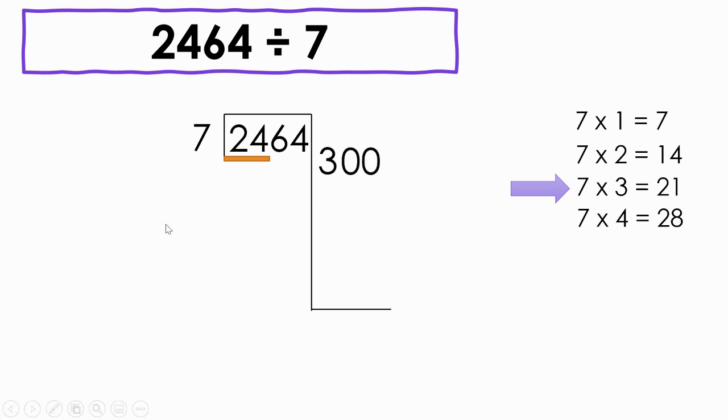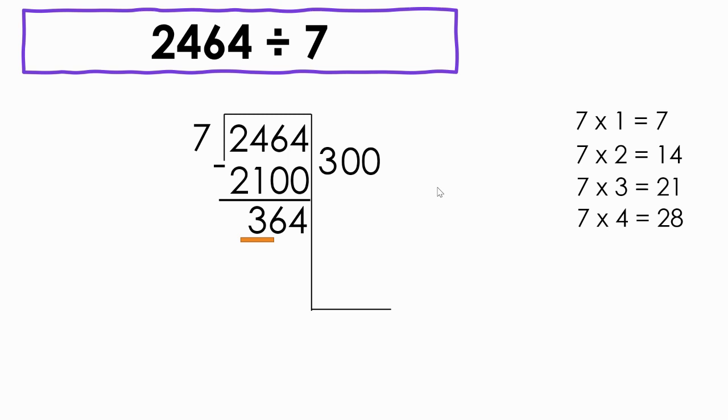So now we can multiply the 7, which is our divisor, times 300. Remember, 7 times 3 we said was 21. So 7 times 300 is going to be 2100. Now we can subtract, and we have 364 left over. Let's take a look at the hundreds place. We have 3 hundreds left. But if we look at our multiples of 7, we can see the first multiple, 7 times 1, equals 7, which is already too big. So instead, we're going to look at the tens. In our entire number, we have 36 tens. So let's list out our multiples of 7 until we get close to 36 without going over.